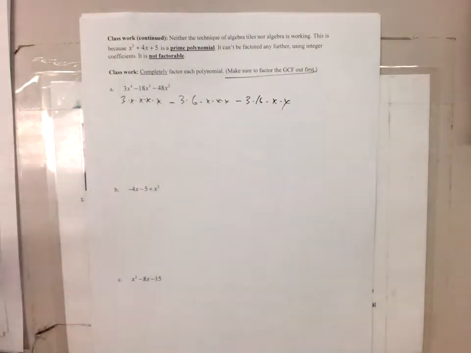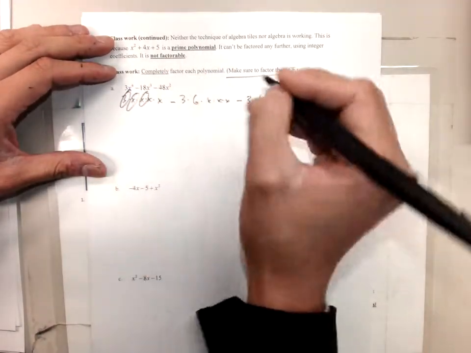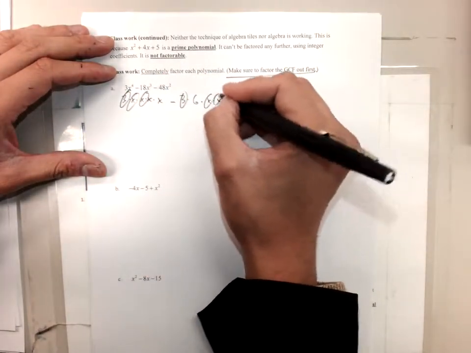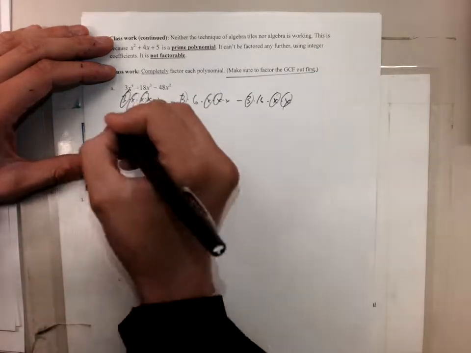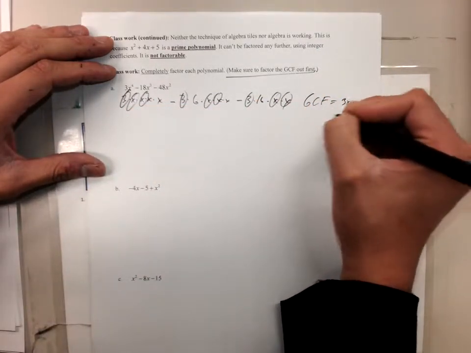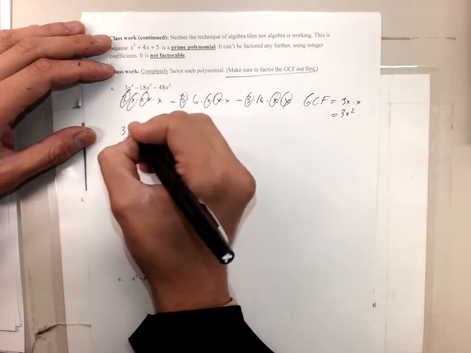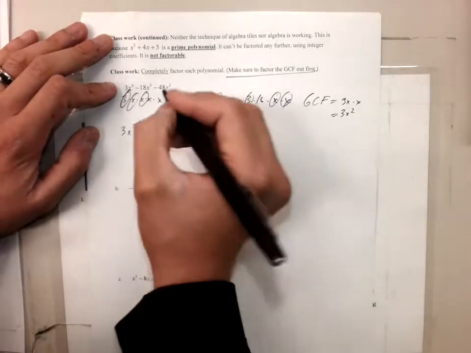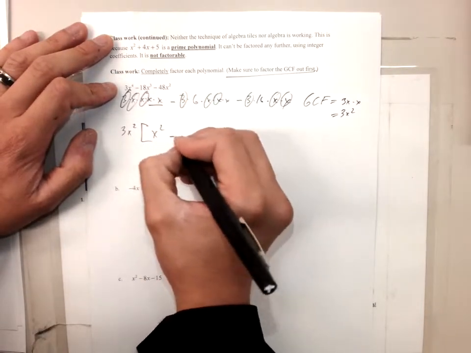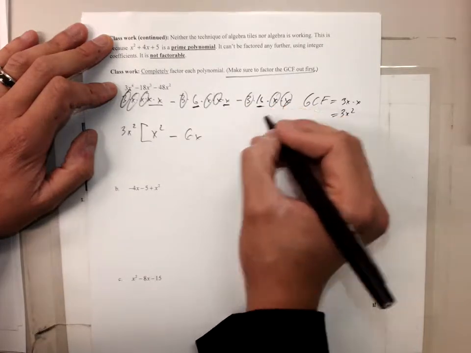If you can see here, they all have a 3. They have 2 x's in common. So the GCF is going to be 3x times x, which is 3x squared. So we put in 3x squared, and we write what's left over. The first one is x squared minus 6x minus 16.